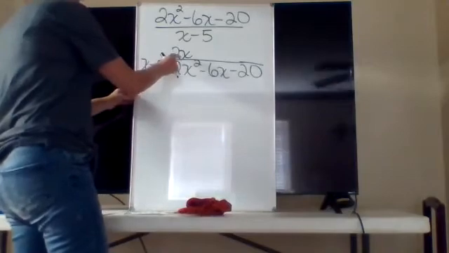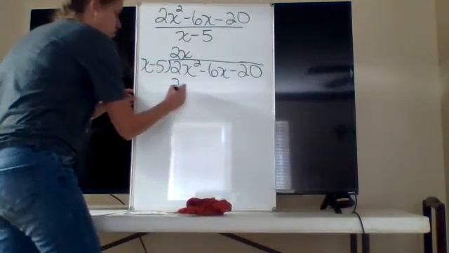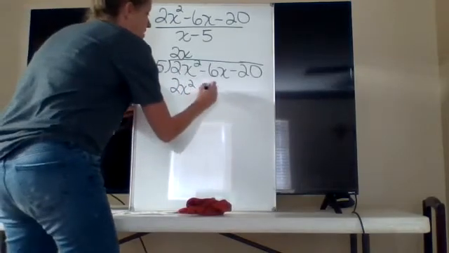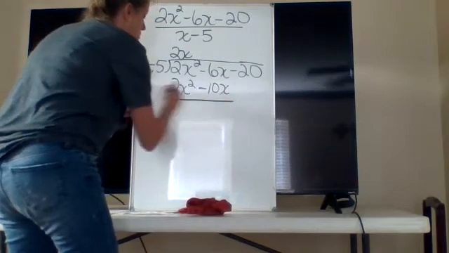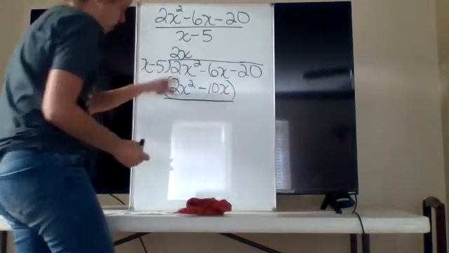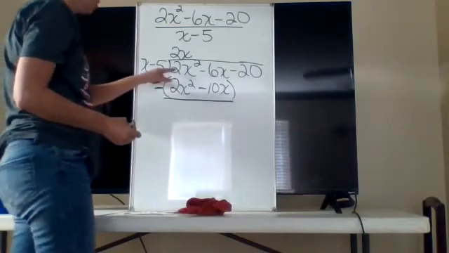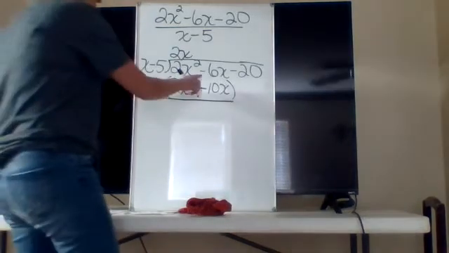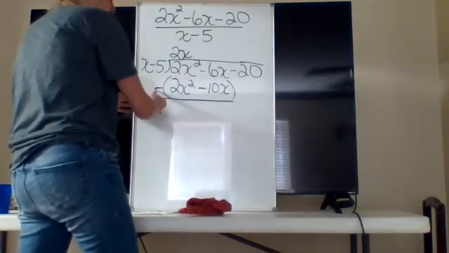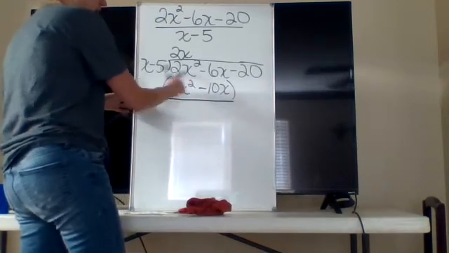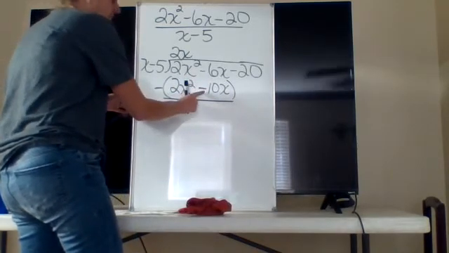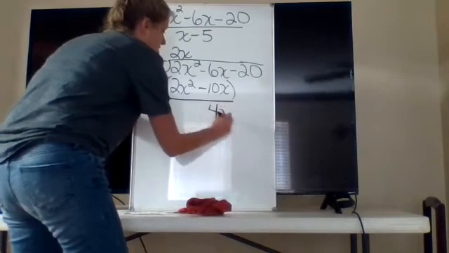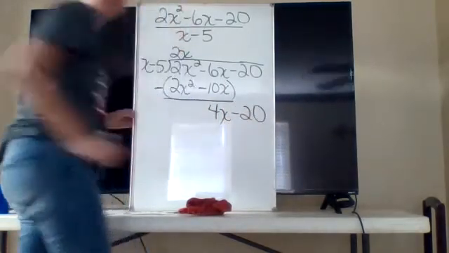Now let's multiply. 2x times x, there's my 2x squared that I want. 2x times -5 gives me -10x. And then remember, you're going to subtract all that. That's how these cancel right here, because 2x squared minus 2x squared cancels. So then we move to the second terms. You have a -6x. What does this turn this into? Since it's minus negative, that turns that into plus 10x. So you have a -6x plus 10x, which is 4x. Bring down the minus 20.